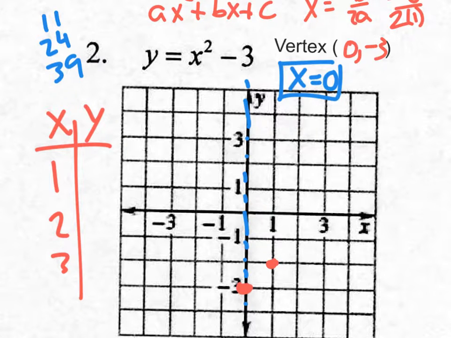If I go to the next one, 2, 4, that means I want to go 2 out, 1, 2, 4 up, 1, 2, 3, 4. So that would be the coordinate 2, 1. And if I go 3, 9, okay, so if I go out 1, 2, 3, then I go up 9, 1, 2, 3, 4, 5, 6, 7, 8, 9, I'm off the graph. So you could put a dot up there, but you don't really have to.